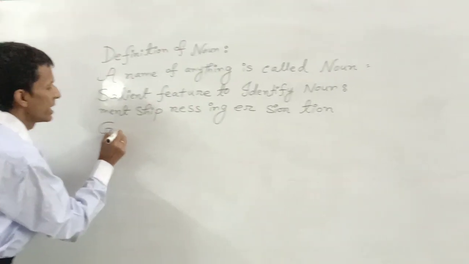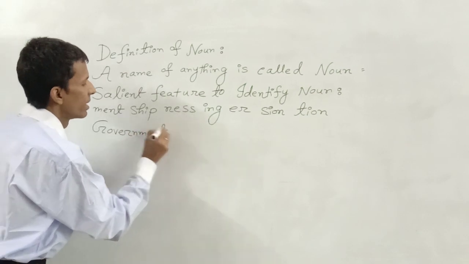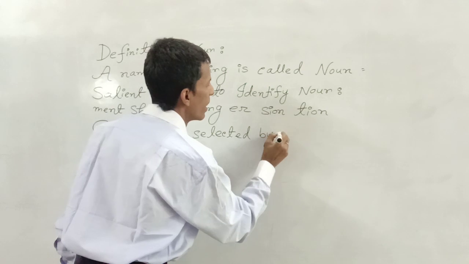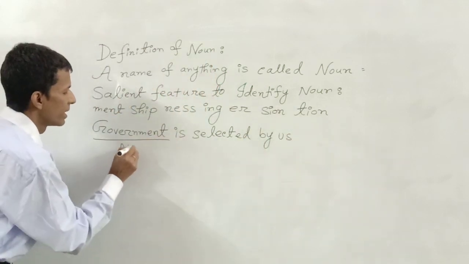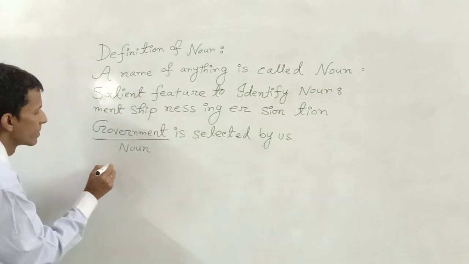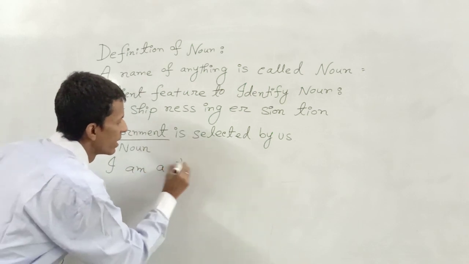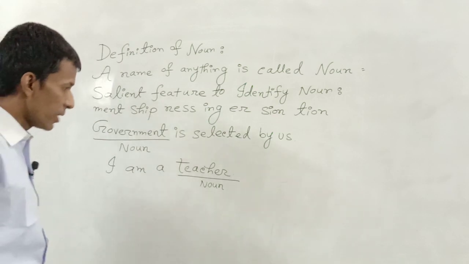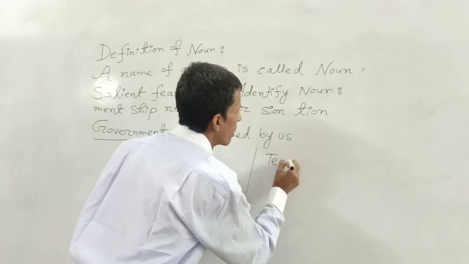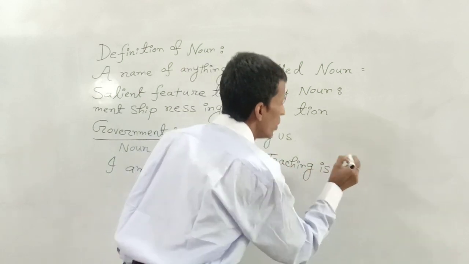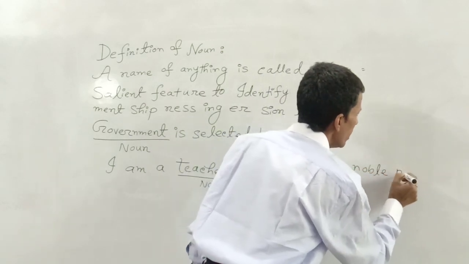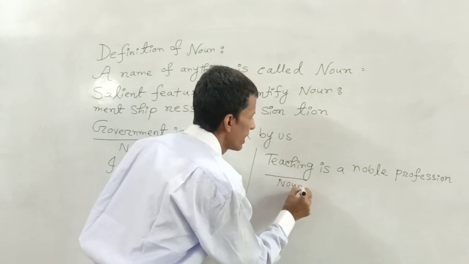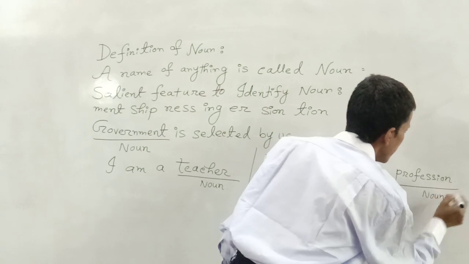Like, government is selected by us. Here government is a noun. I am a teacher. Here teacher is a noun. Teaching is a noble profession. Here teaching is also a noun, and at last profession is another noun in the same sentence.